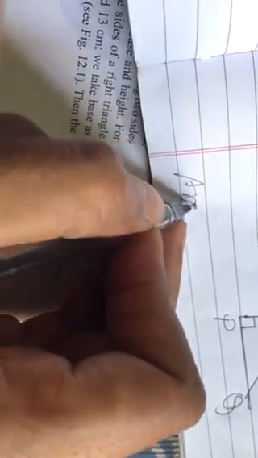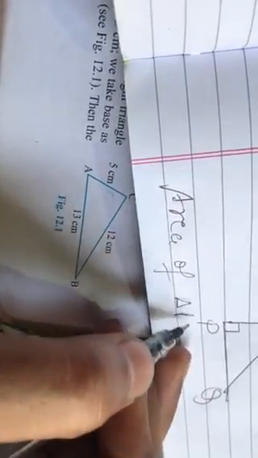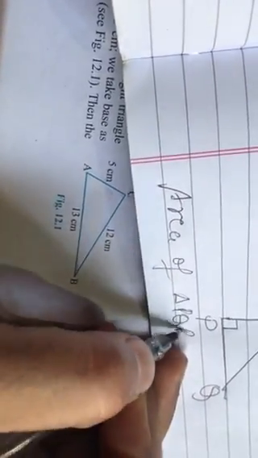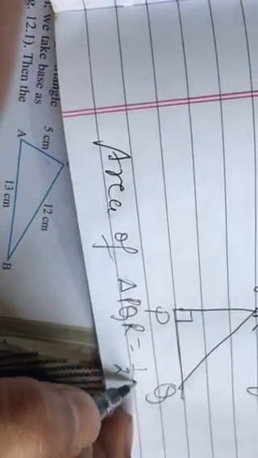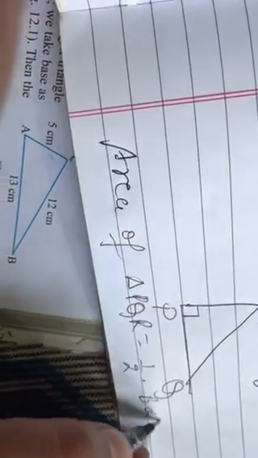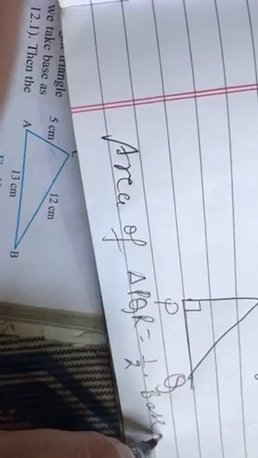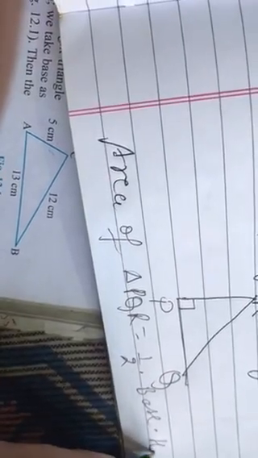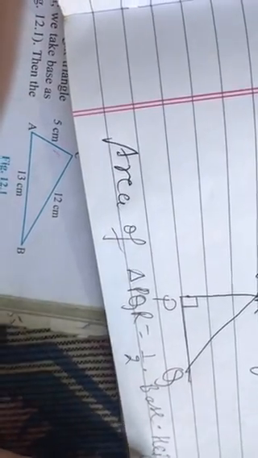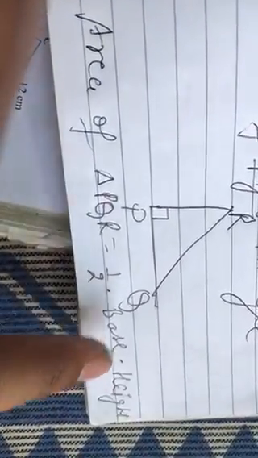The area of right triangle PQR equals half of the product of the measurement of the base and its corresponding height, right? Half of base into height. Half base into height is the area of a right triangle, right?